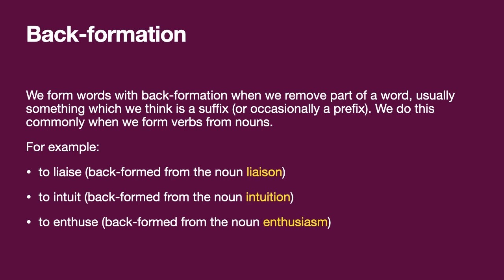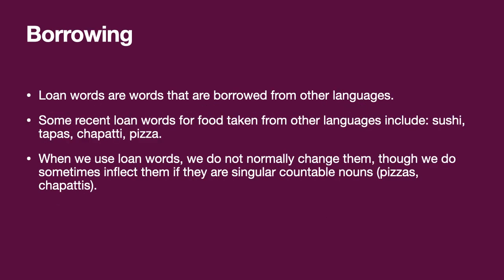So from the noun enthusiasm, we back form the verb to enthuse. These are examples of back formation. Then the next method of word formation is called borrowing. This is very simple. The words that are borrowed from other languages are called loan words, and this process of acquiring loan words is called borrowing.